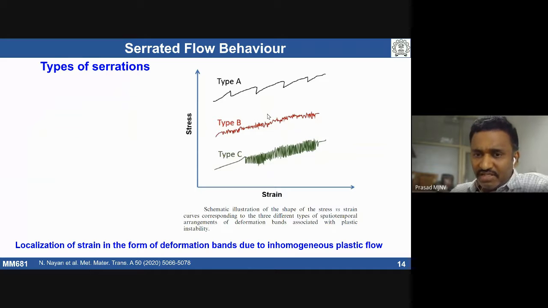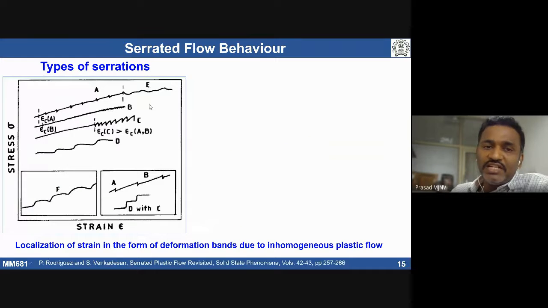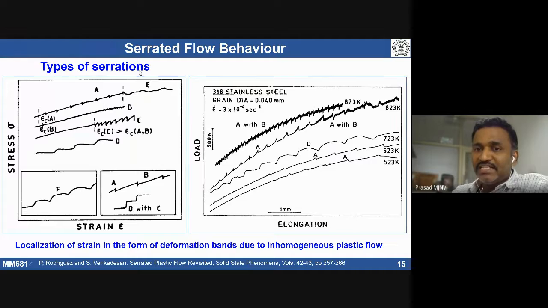People have also seen, apart from A, B, C, types D, E, and F. Different types of serrations have been seen in materials. For example, stainless steel is known to exhibit dynamic strain aging. Even when the strain rate and composition are fixed, the type of serrations changes the moment you change the temperature of the material. Even within the temperature window, the type of serrations changes depending on temperature.